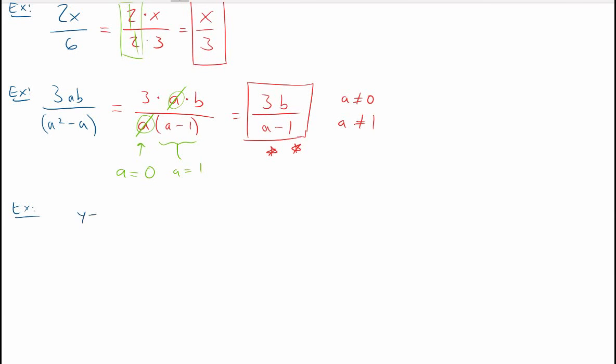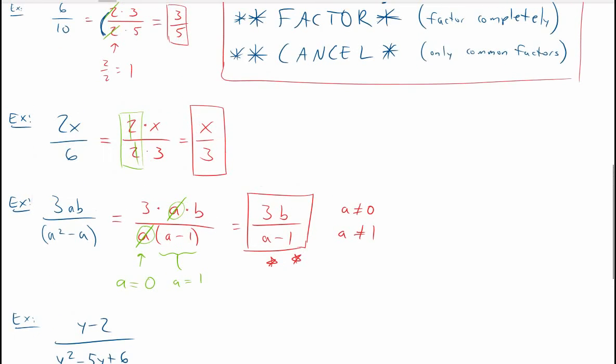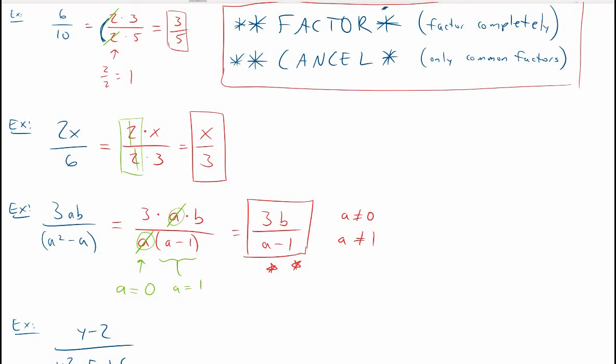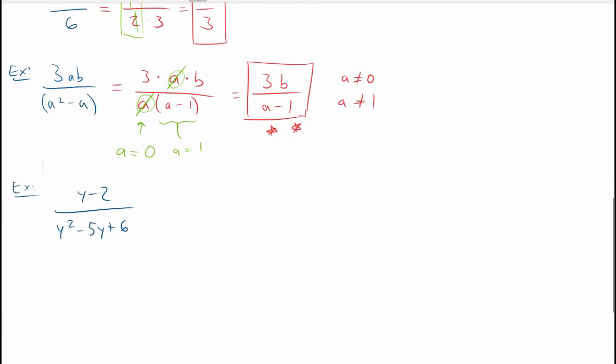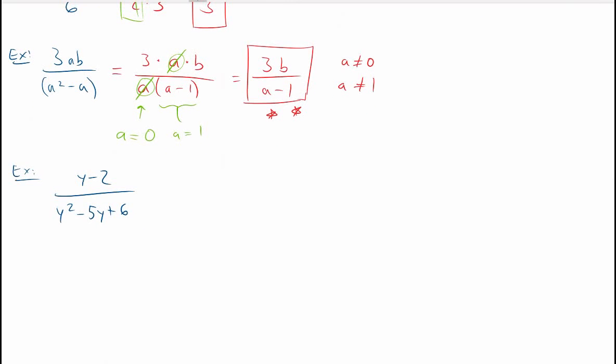Suppose we had y minus 2 over y squared minus 5y plus 6. Okay, again, there are 2 steps to simplifying a rational expression. They are factor and then cancel. So this numerator, that one's kind of boring. That one doesn't factor at all. That's the numerator. That's all we've got. But in the denominator, we've seen this guy.